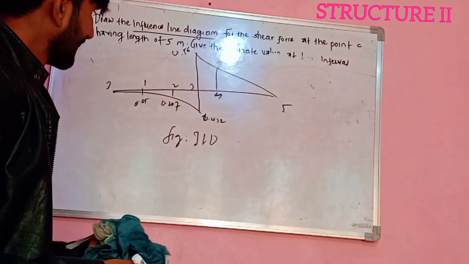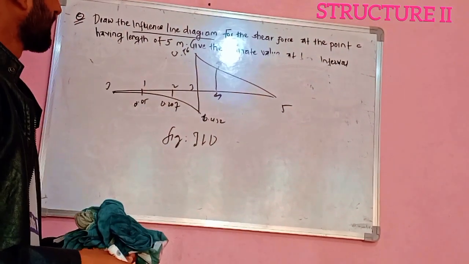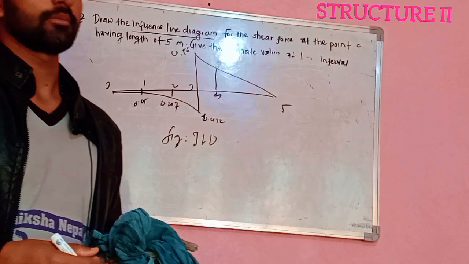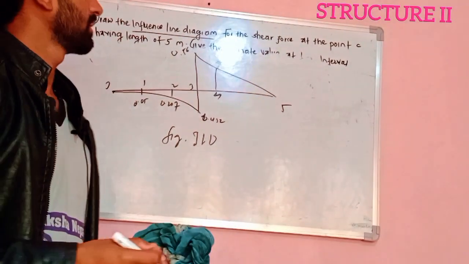In this way, we calculate the influence line diagram. We draw the influence line diagram. We calculate the ordinates of it.